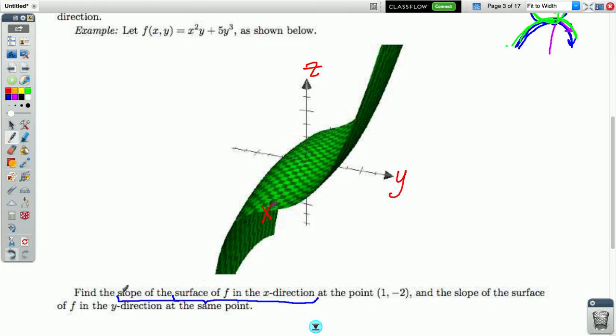Well, remember, the derivative is what finds the slope of a graph. When I say specifically in the x direction, I just mean, because there's a y there as well, that what I'm asking you to do is to find the partial derivative of f with respect to x. That's what this means. Find the partial derivative with respect to x. Find the slope of the surface in the x direction.